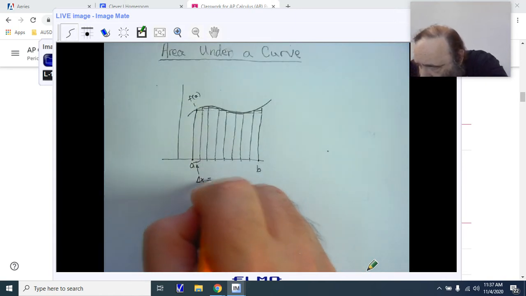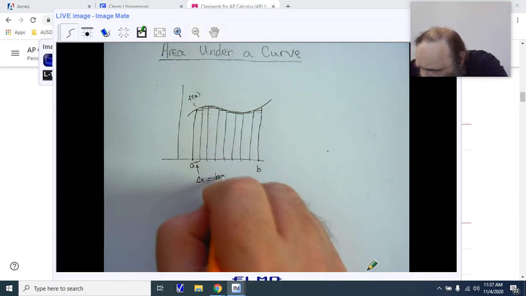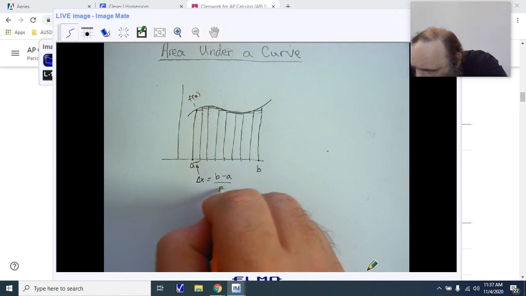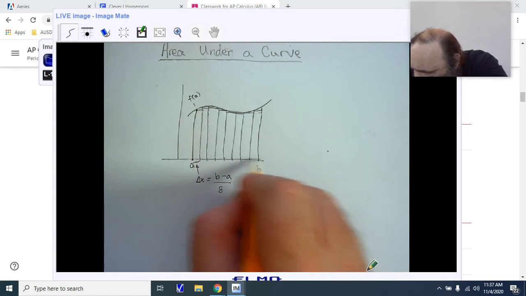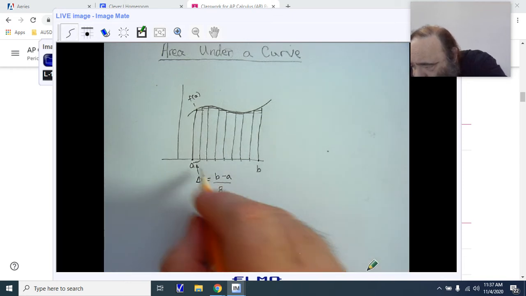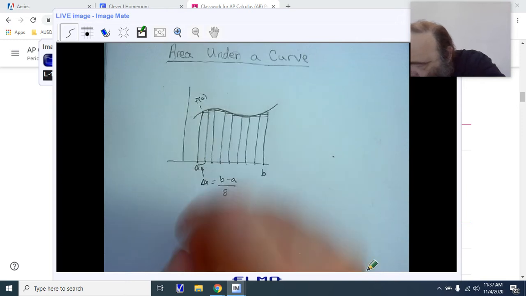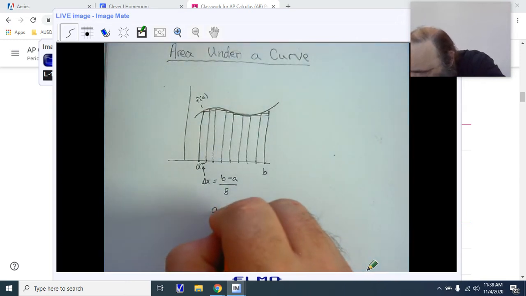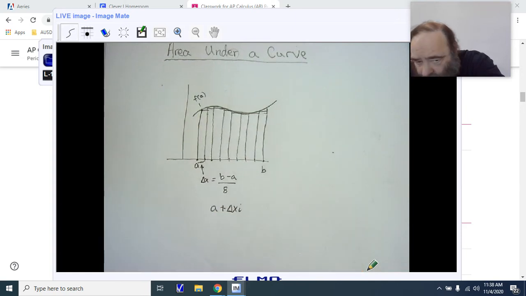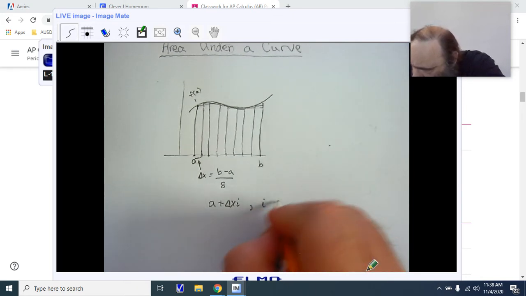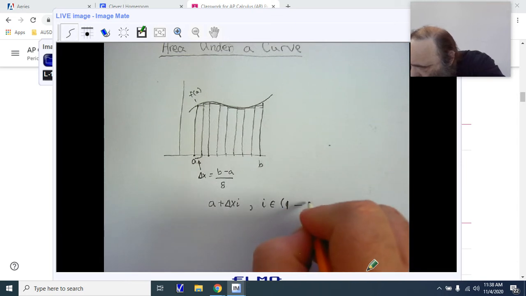And delta x is made up of the number values, the endpoints, b minus a, divided by how many intervals? And I have 8 intervals here. So I've got 1, 2, 3, 4, 5, 6, 7, 8. So 8 is my denominator. And this gives me the size. Now, each of these points that goes across is made up from the very first value plus delta x added over and over and over again, where i is going to be an element from 1 to 8.